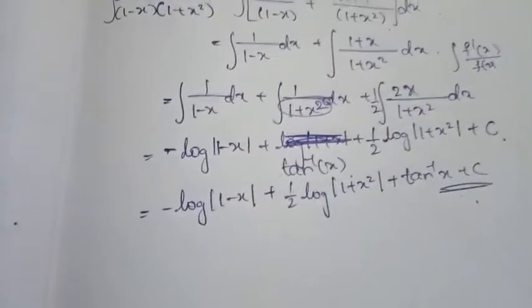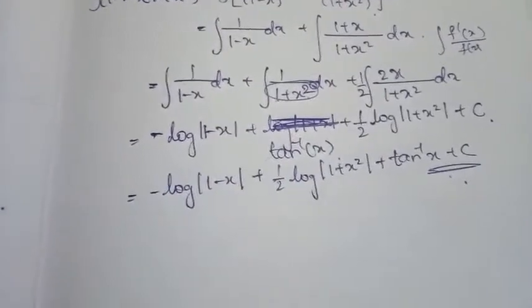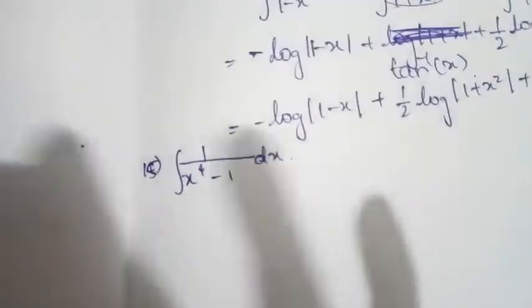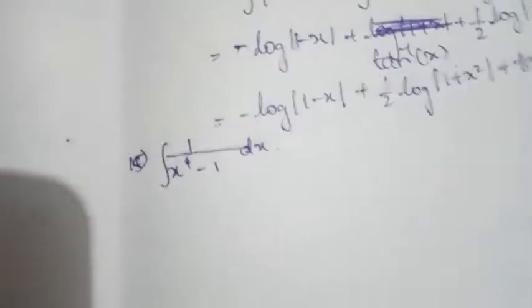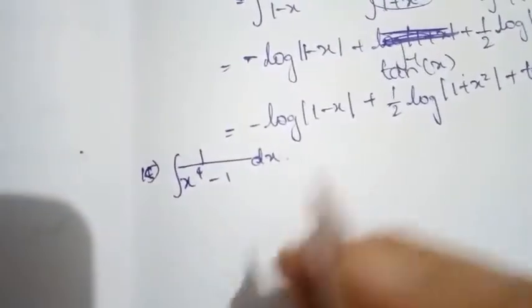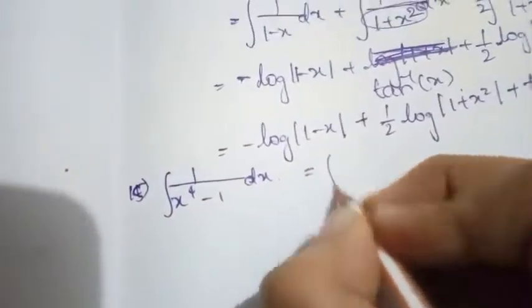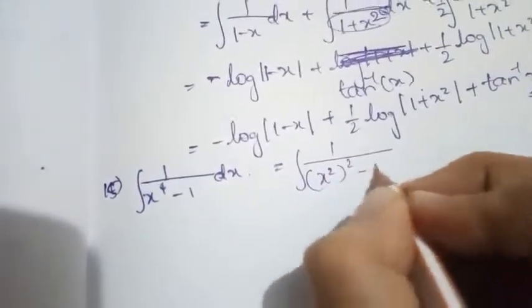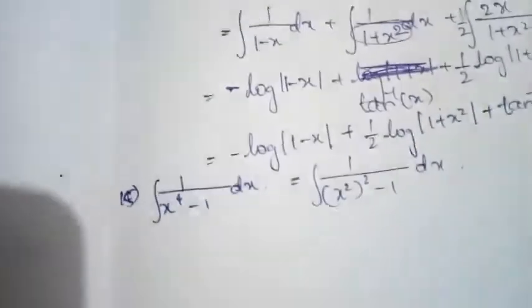Pause, understand it step by step, then move to the next question. The next question is, we need to find the integral of 1 divided by x power 4 minus 1 dx. I can write this integrand as 1 divided by x square whole square minus 1 dx.